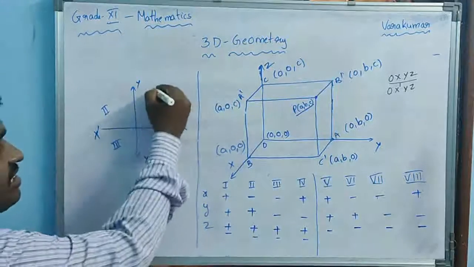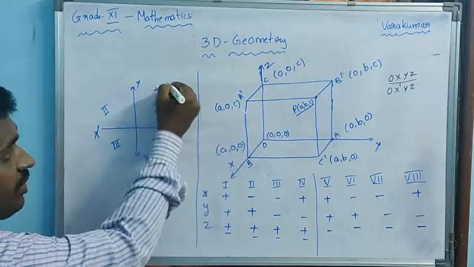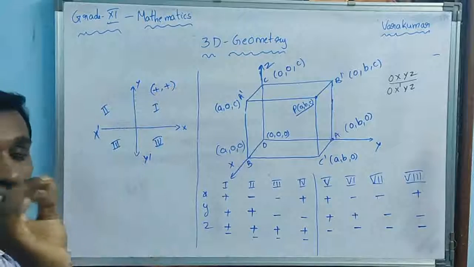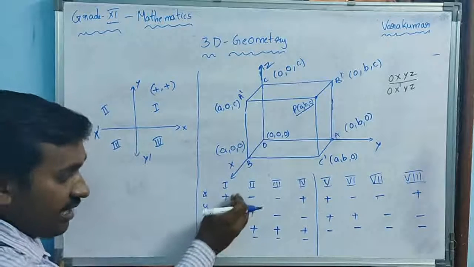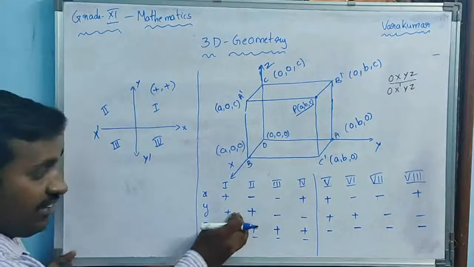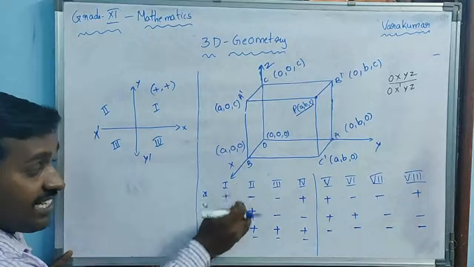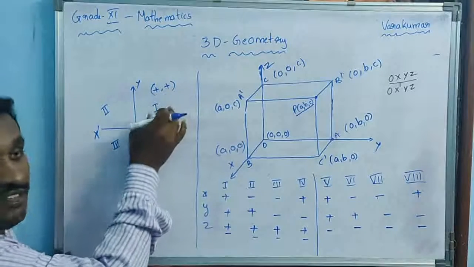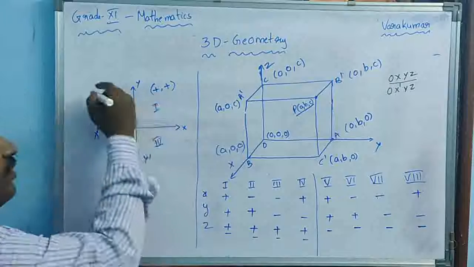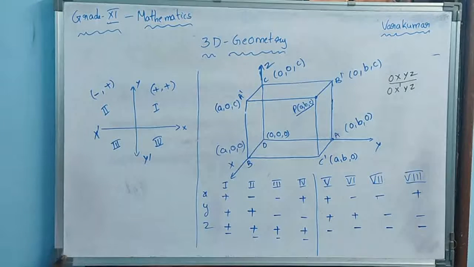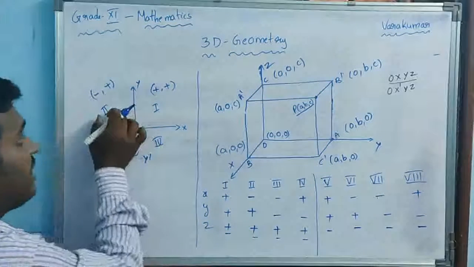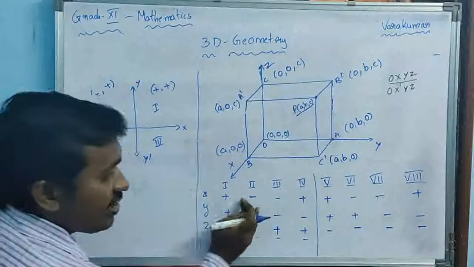Now, in this octant, in this quadrant, both are plus. So, O, X, Y, Z. Z is positive, forget about that one. X and Y: first octant, here see, plus plus, first quadrant. Next, what is this one? Minus, plus. Then what could you say? Here second quadrant. Here also minus, plus.